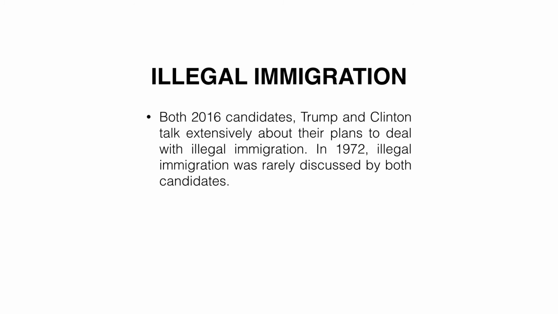Both candidates have talked extensively about illegal immigration. Trump's plan for massive deportation and a new wall at the southern border earned him a lot of support and backlash. Clinton has a much softer stance towards illegal immigration, choosing to provide selected illegal immigrants with pathways towards citizenship.